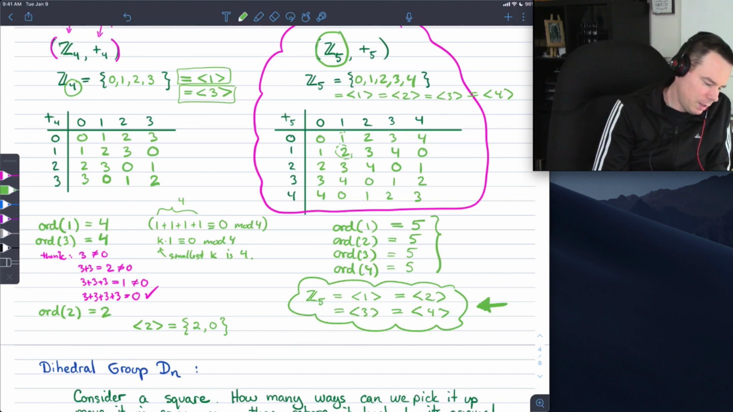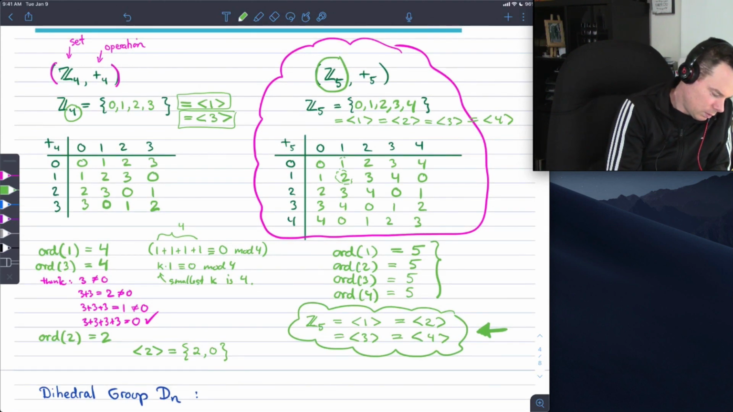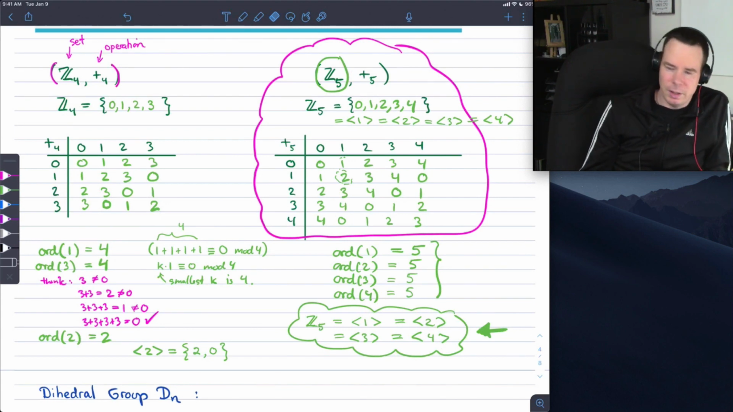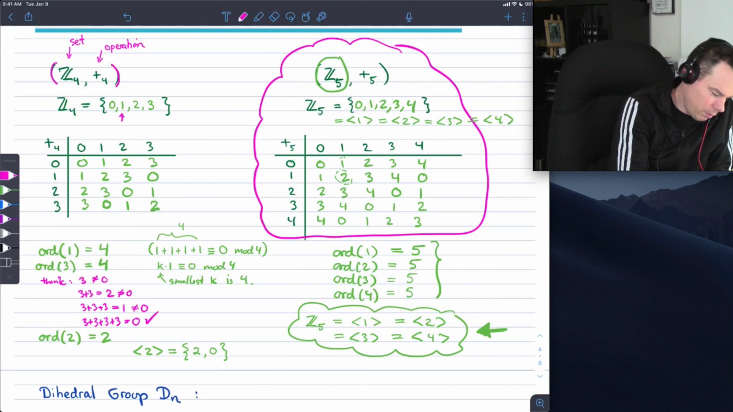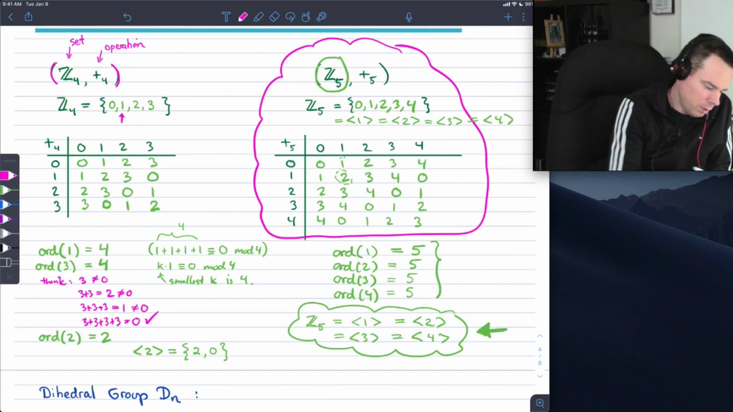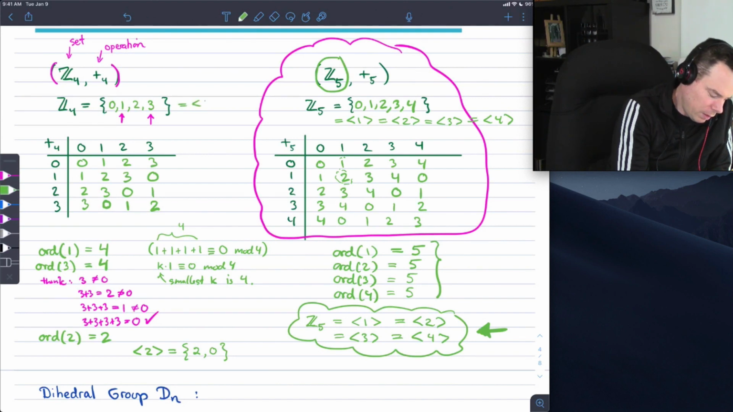Let's contrast this with Z sub 4. Z sub 4 has these 4 elements. We've got a generator there. 1 generates it because every element in there is a multiple of 1. What are the other generators? The other generators are going to be the multiples of 1 where the multiple is relatively prime to 4, and that's either 1 or 3. So 1 is a generator, 3 is also a generator. So this is generated by 1, and it's also generated by 3.